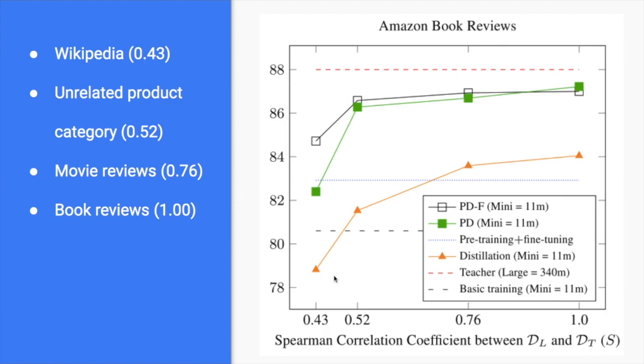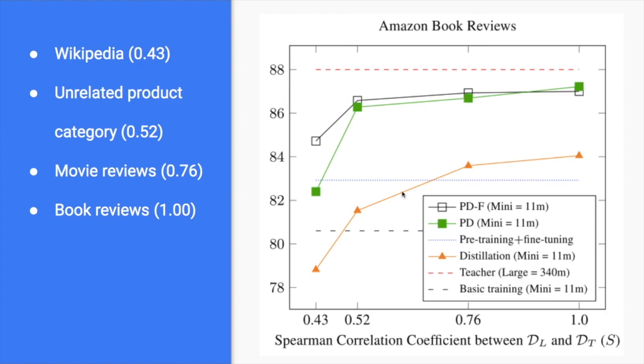And if you have more similar data, like the unrelated product category here, then even just using distillation, your model performance will outperform the basic training. And definitely, when the similarity gets higher, like movie reviews, then the model's performance goes higher as well. And the book review is in-domain data, so definitely your performance is much better than the base training.